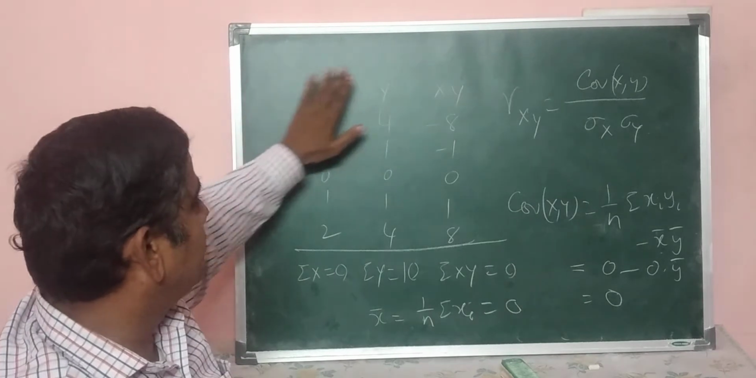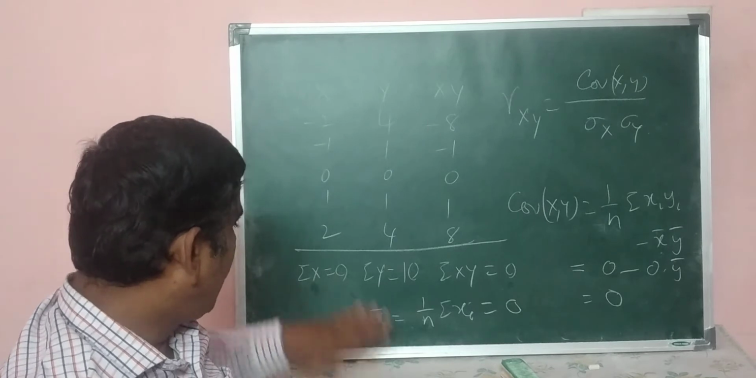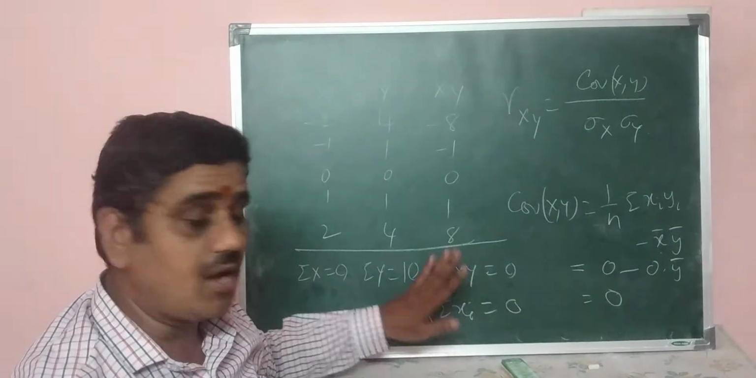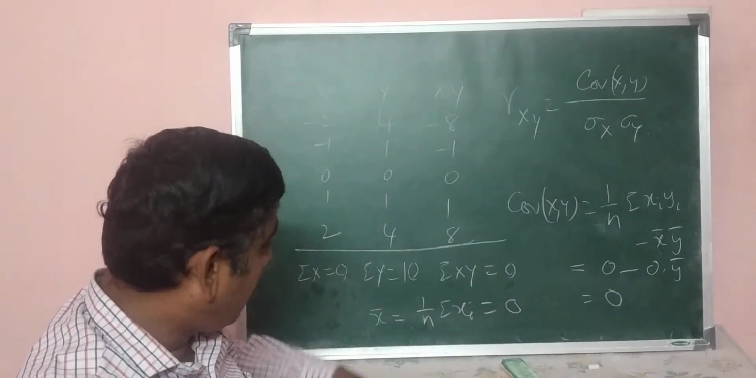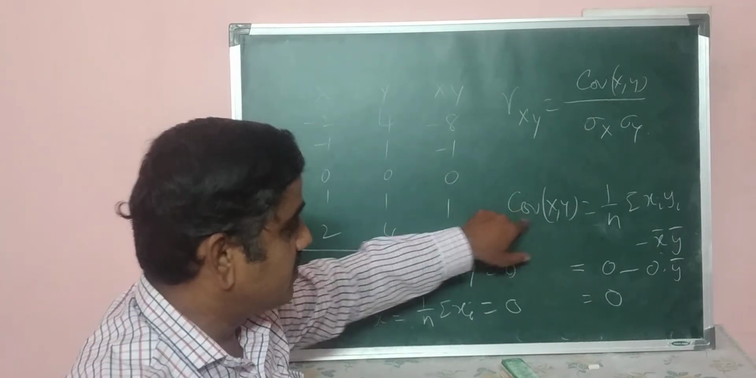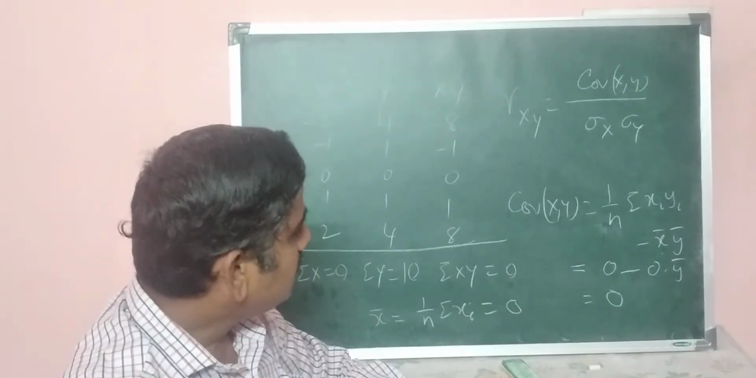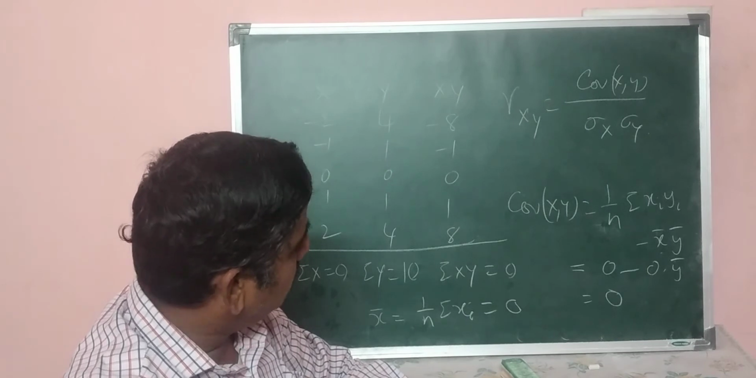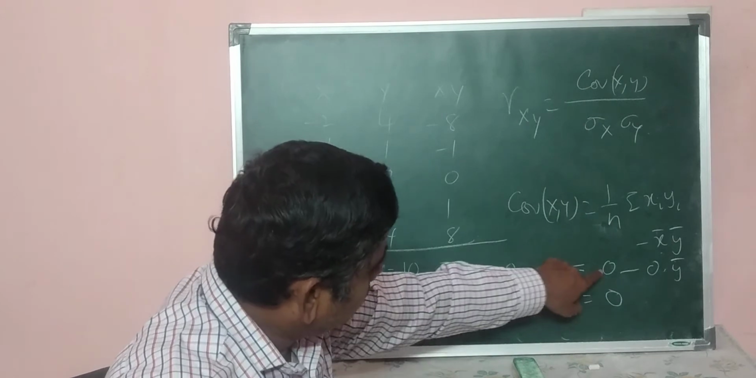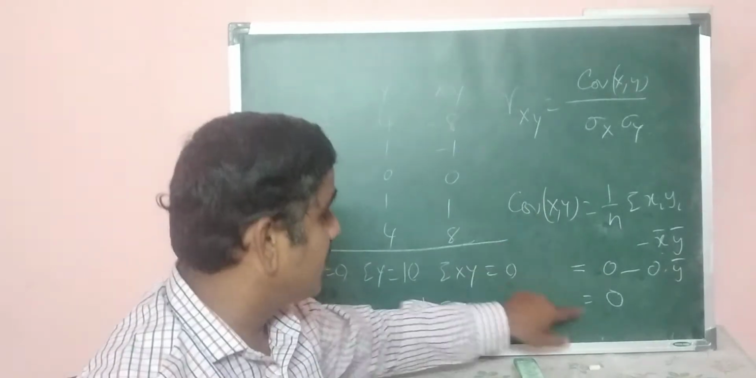I have considered x is equal to these values, and y is these values, and summation x I have calculated, summation y I have calculated, summation xy also I have calculated. These three values. After that you calculate x bar. Now you calculate covariance of xy. Covariance of xy is 1 by n summation xy minus x bar y bar. Now you consider x bar is 0, summation xy is 0. So 0 minus 0, it is 0. 0 multiplied by y bar is also 0. So therefore the covariance of xy is 0.